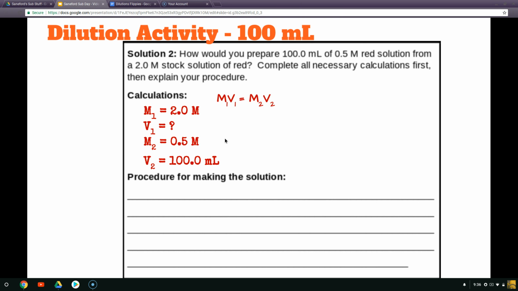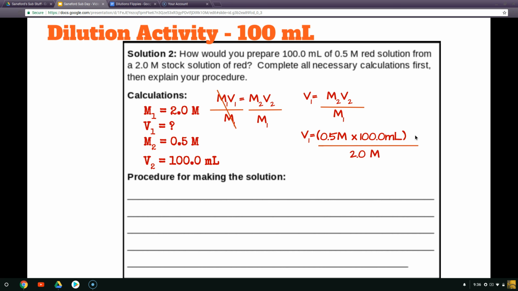So use our formula, M1 V1 equals M2 V2. Divide both sides by M1. Cancel on the left. We get a new formula, M2 V2 over M1. Plug in our values. This time 0.5 molar is our new concentration we want, and it's going to be 100 milliliters in that flask. And we're starting with 2 molar solution.